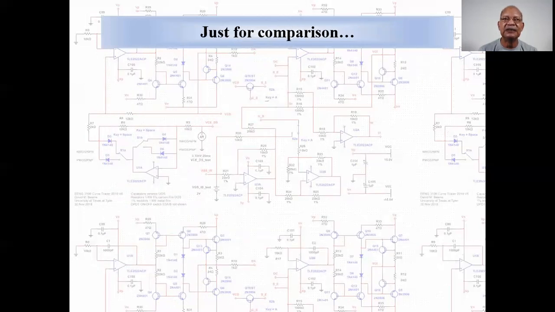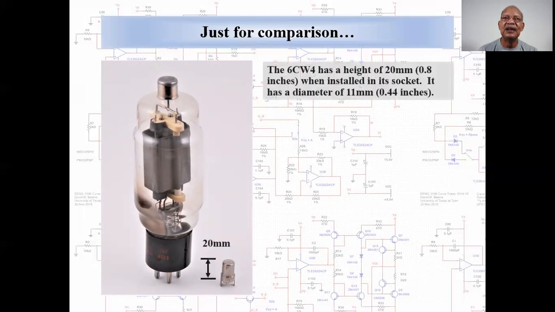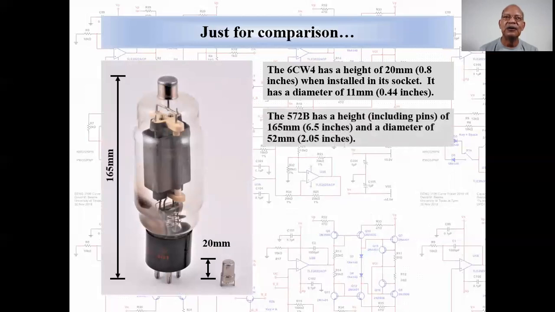For comparison, here's a side-by-side comparison of the 572B and the 6CW4. Note their relative sizes. The 6CW4 is less than 1 inch tall when mounted in its socket. Compare with the dimensions of the 572B.